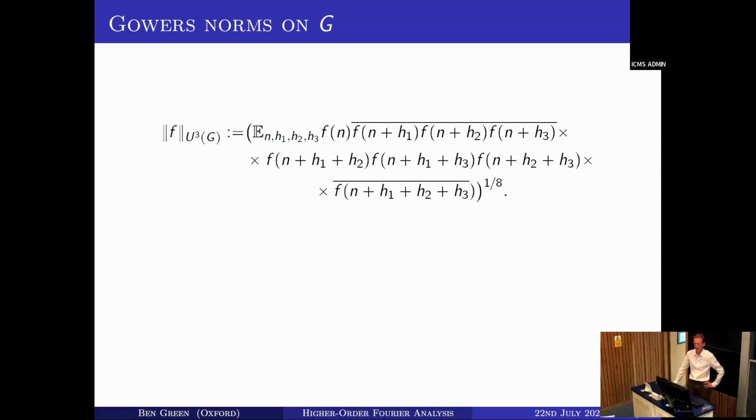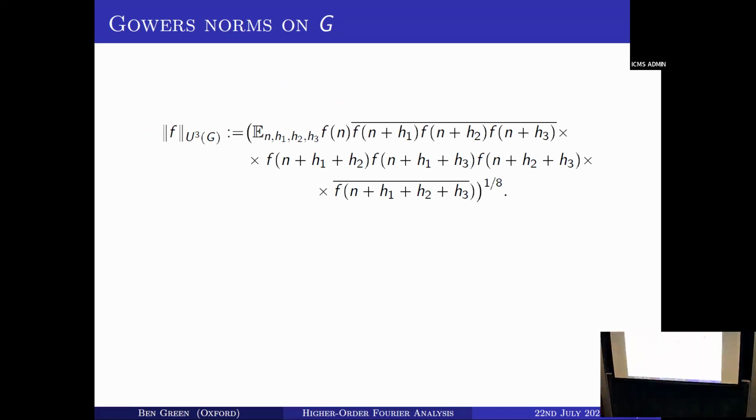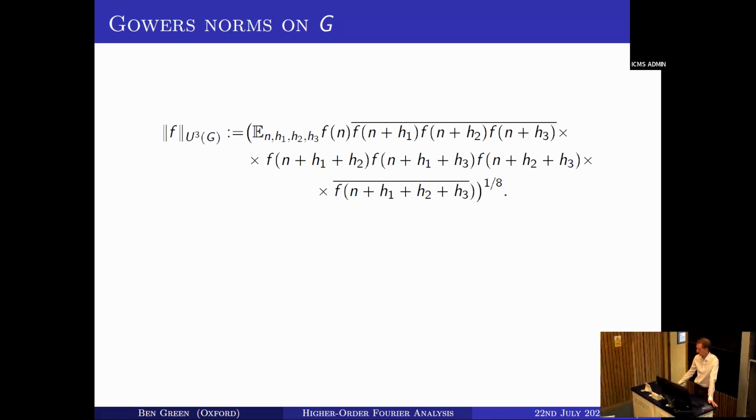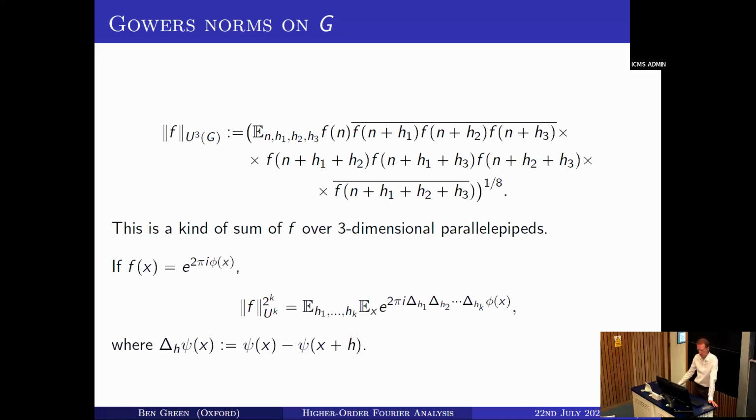So the U2 norm, as we'll see in a moment, is not really higher order Fourier analysis. That is classical Fourier analysis. Higher order Fourier analysis starts with the U3 norm. Just to be explicit, that's the definition of the U3 norm. I take the product of f over the 8 vertices of 3-dimensional parallelepipeds in your group, and then take the 1/8 power. It's an average over 3-dimensional parallelepipeds.